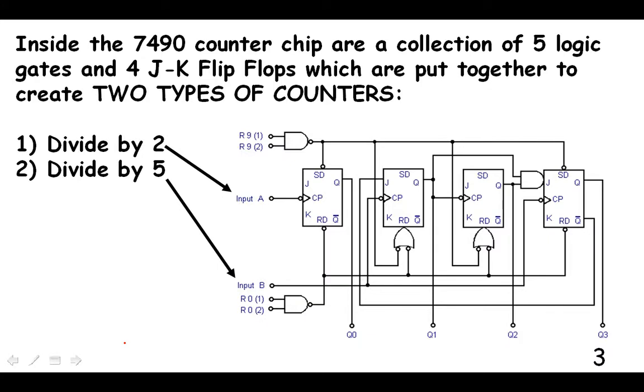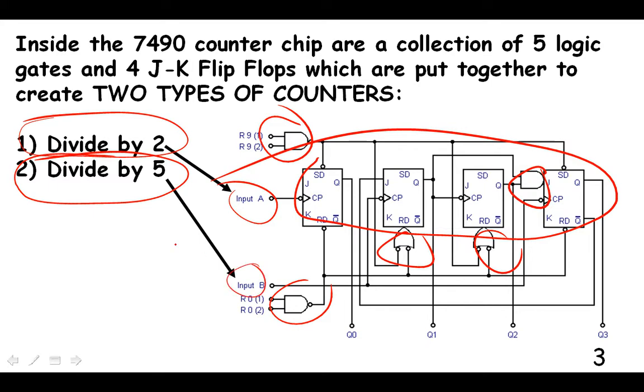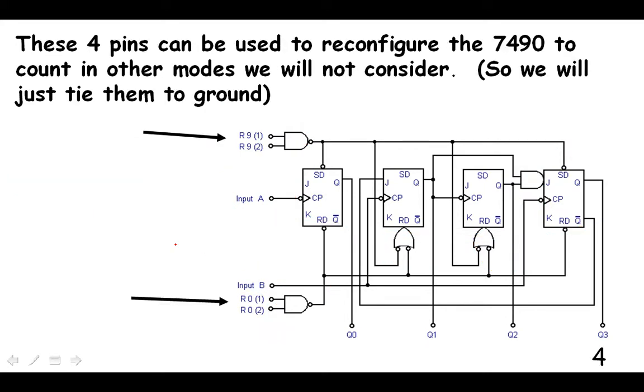Well, the 7490 chip is a collection of 5 logic gates, 1, 2, 3, 4, 5, together with 4 JK flip-flops. And it creates 2 types of counters, a divide by 2 counter and a divide by 5 counter. The divide by 2 goes on input A, and the divide by 5 is relating to input B, as we will see. These pins are for different configurations that you can make the 7490 with, but we will not be doing that in our lab.